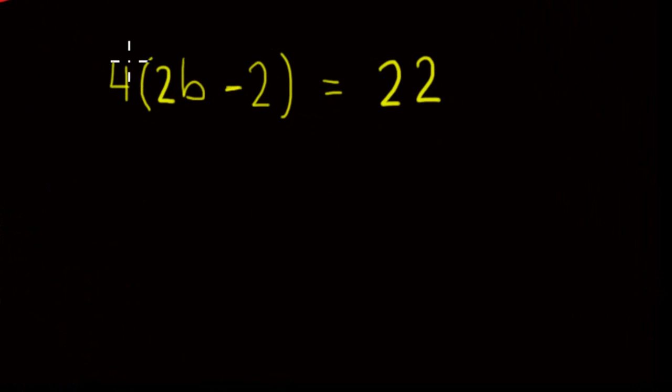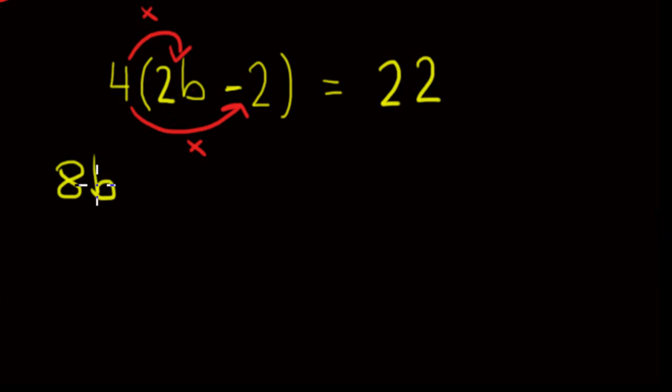So here we do 4 times this number, and then 4 times minus 2 afterwards. So 4 times 2b, and then 4 times minus 2. 4 times 2b is 8b, so that would be 8b, and 4 times minus 2 would be minus 8. So that's 4 times minus 2 is minus 8, and that would equal to what it says here, which is 22.